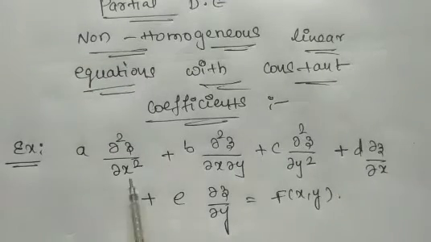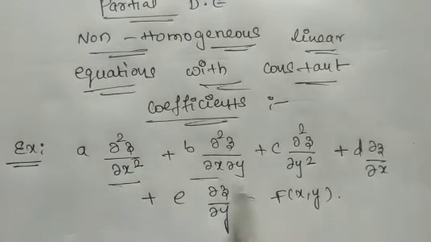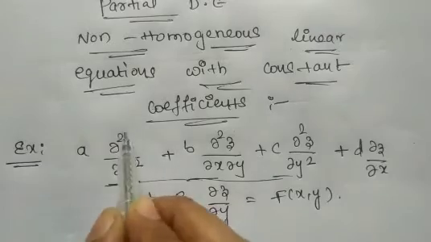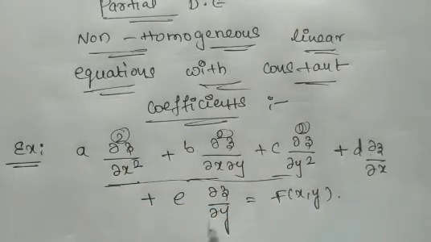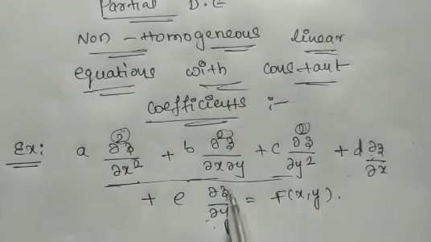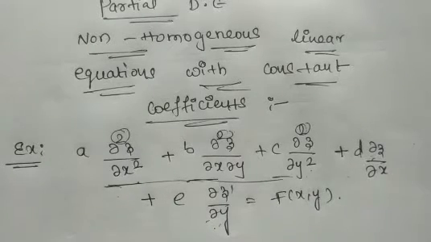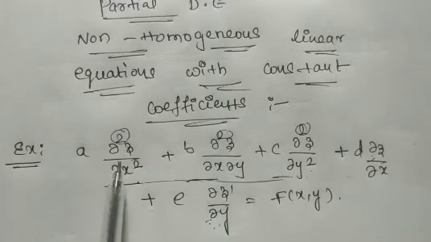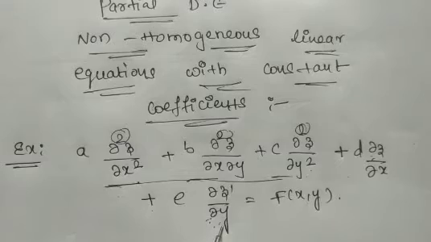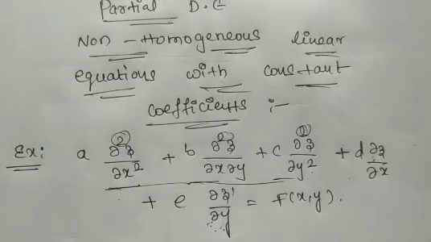In this equation, the first three terms have the same degree, that is 2, and the last two terms have the degree of 1. Therefore this is called a non-homogeneous differential equation. In a homogeneous differential equation, the polynomial function contains all the same degrees, but a non-homogeneous differential equation contains degrees that are not all equal.